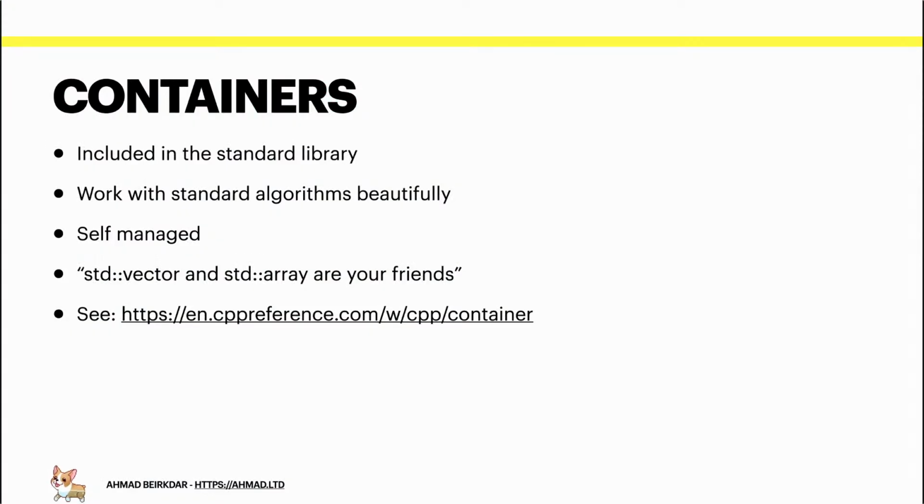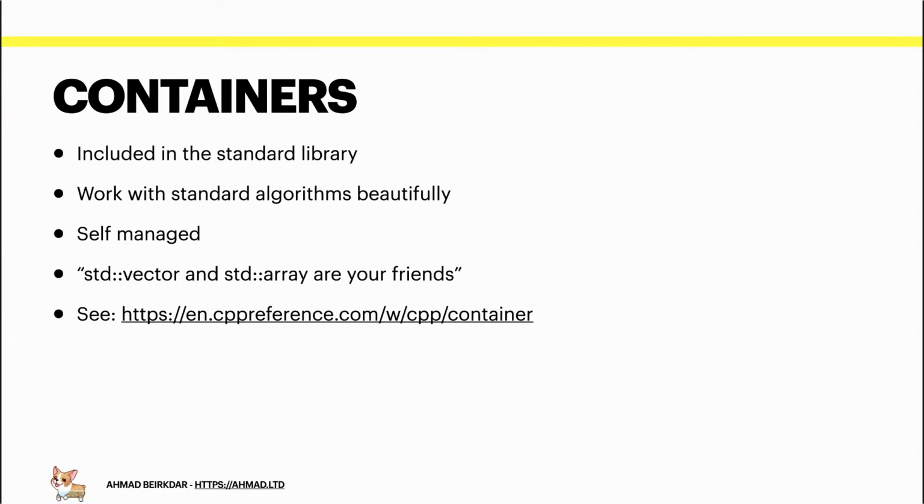So let's discuss a bit more about containers. So containers are included in the standard library. These are data structures. They're called containers in C++. So they work with the standard library algorithms beautifully. So for example, in Java, every single data structure has its own implementation of every single algorithm inside of it. Whereas in C++, it's pretty much generic data structures with generic algorithms that have something that allows them to work together, which we'll be discussing a bit later, which are called iterators.